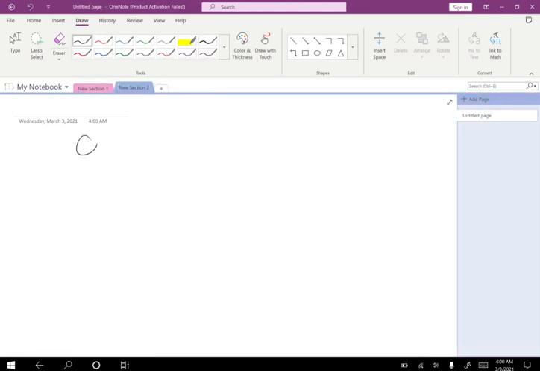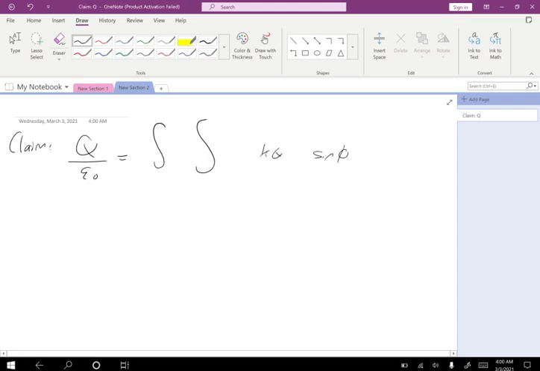So the claim is that q over epsilon naught is the integral of kq sine phi d theta d phi. And we'll have our usual maximal spherical ranges. So if we do phi here, it'll go from 0 to pi. I'm just going to recall the range of phi for those who forgot about spherical coordinates. And theta will go from 0 to 2 pi.